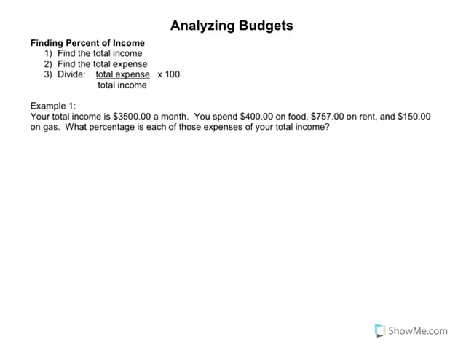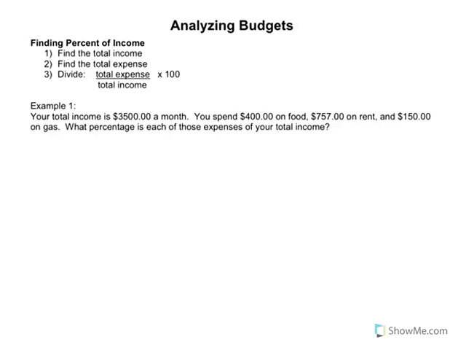Lesson 3, Analyzing Budgets. Okay, we're just trying to see if it's a good budget or a bad budget. Your total income is $3,500 a month. You spend $400 on food, $757 on rent, and $150 on gas. What percentage is each of those of your total income?